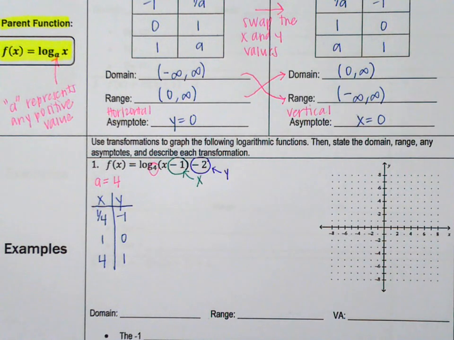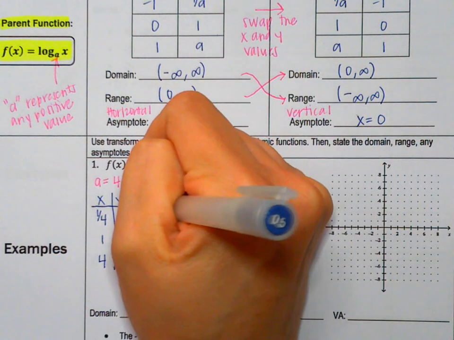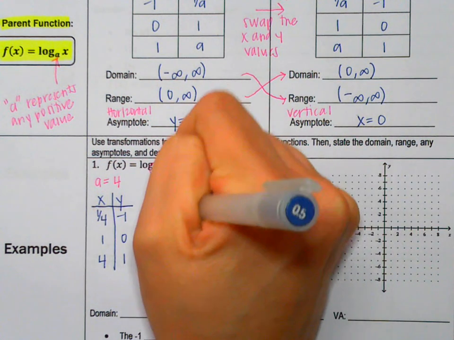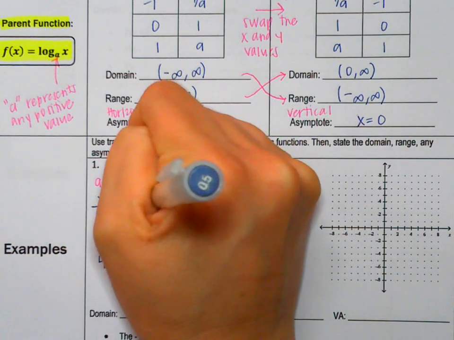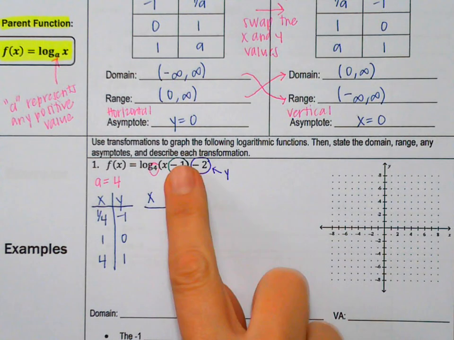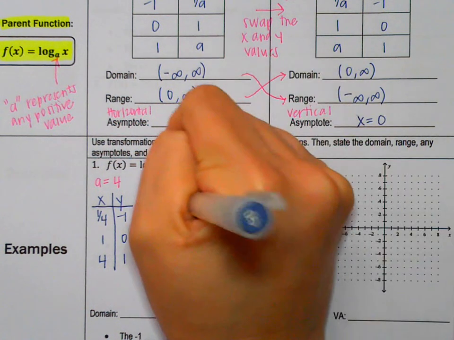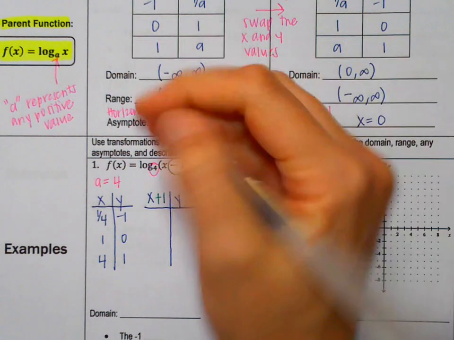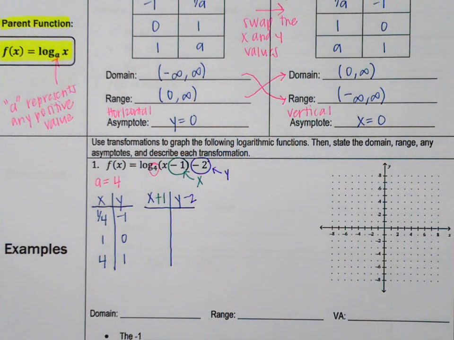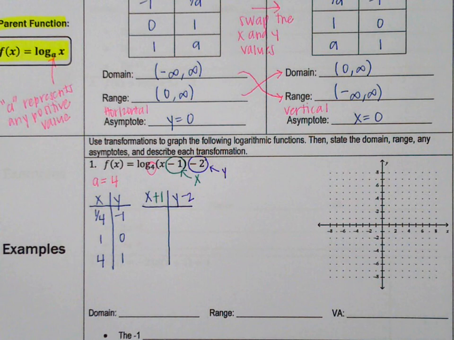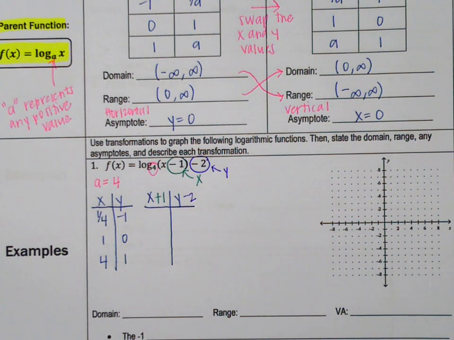Okay, so let's apply that to our parent function table. So remember, to all of my x values, we do the opposite operation. So if this is -1 to my x values, I'm going to add 1. And then to all of my y values, we do the same operation. So to all of my y values, I'm going to subtract 2. Now you can do the table in the middle, or if you just want to do it in one mathematical problem, you can do that.